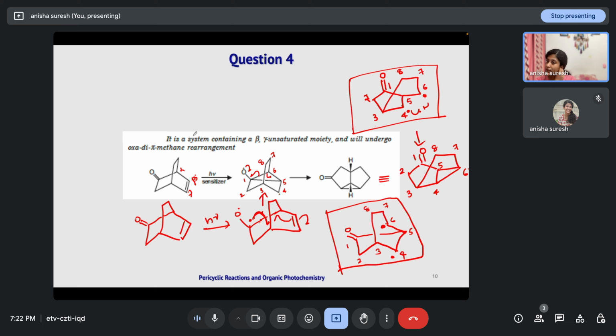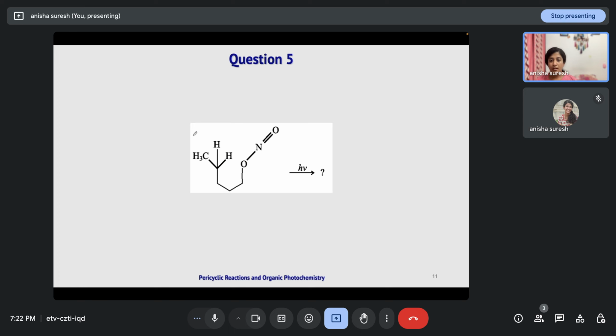Now, if there are no doubts on this question, we can move to question number 5. Here, this is the starting material under photochemical condition. What is taking place? So, seeing the starting material, which is a ONO starting material, and under photochemical condition, it will undergo a Barton reaction, which is a remote functionalization reaction under photochemical condition.